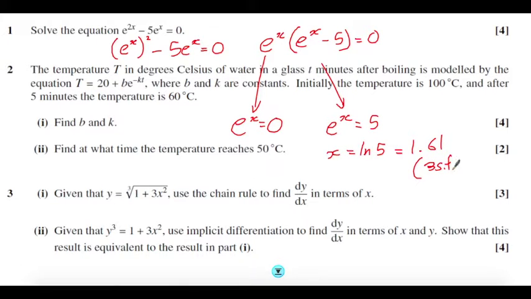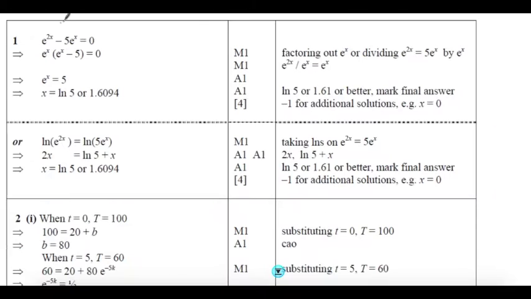So you can either leave it like that, or you could call that 1.6123 significant figures. Alright, so you get a mark for factorising it, so factoring out e to the x or dividing by e to the x. So it looks like you get 2 marks for that, 1 mark for e to the x equals 5 and another mark for ln 5. I always think it's best to leave an exact answer there, then you can't get tripped up with anything to do with significant figures. So here they say 1.61 or better.